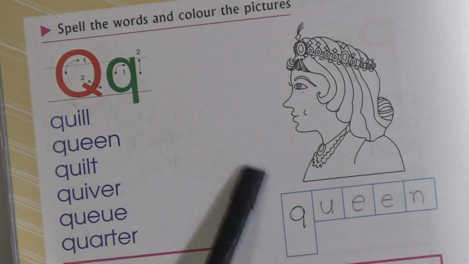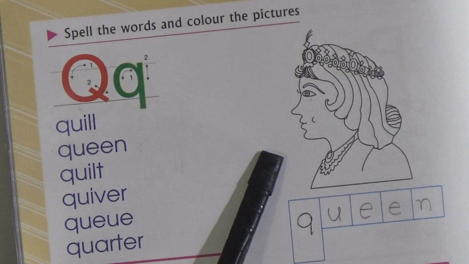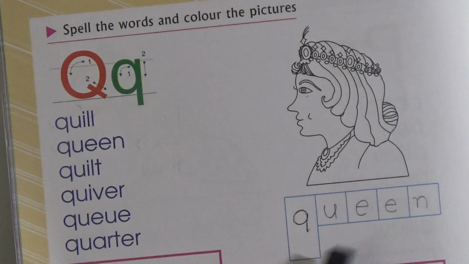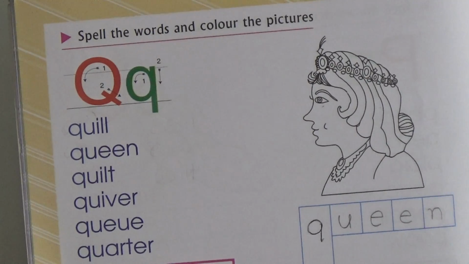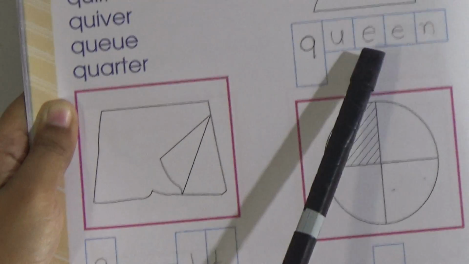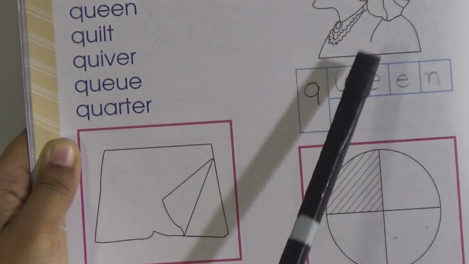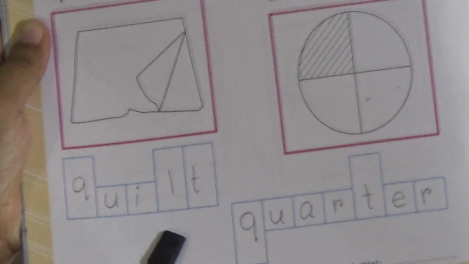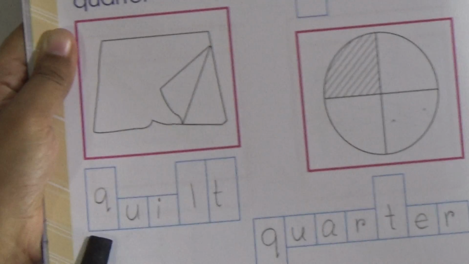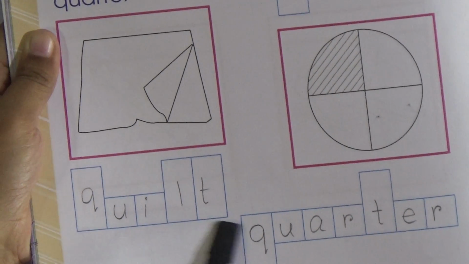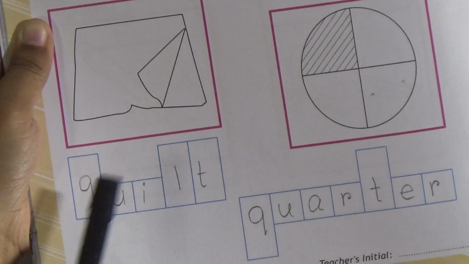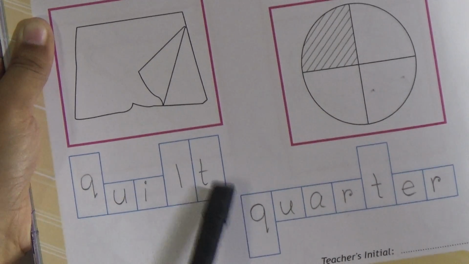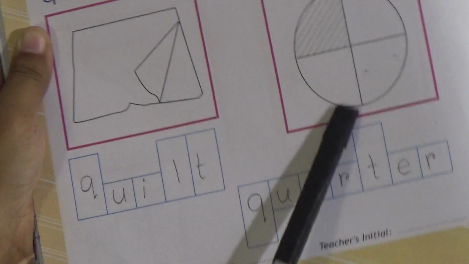So the first picture, what is this? This is the picture of a queen. Q-U-E-E-N, queen. So this is the picture of a queen. Now what is this? This is the picture of quilt. Q-U-I-L-T, quilt. And what is this?